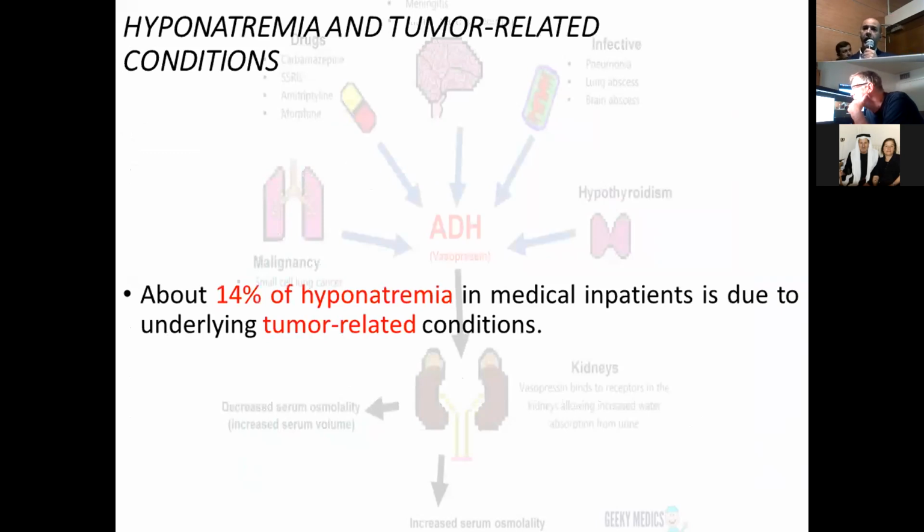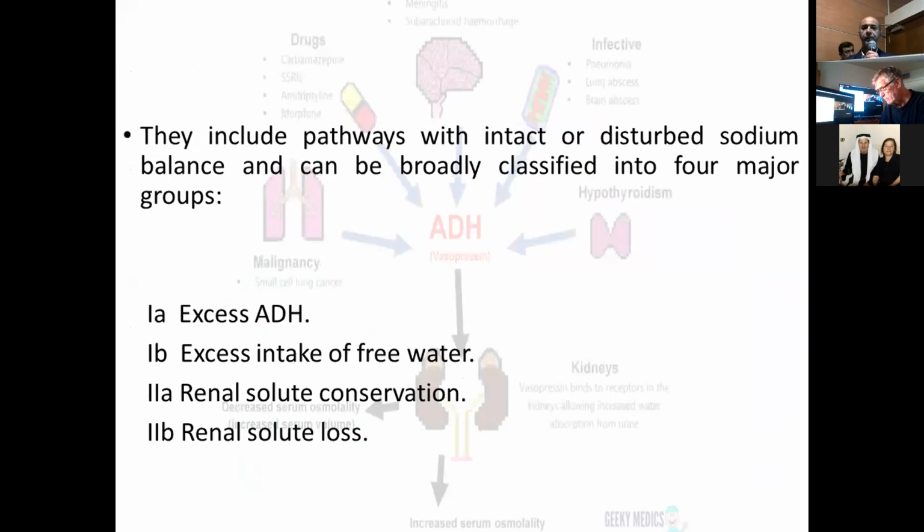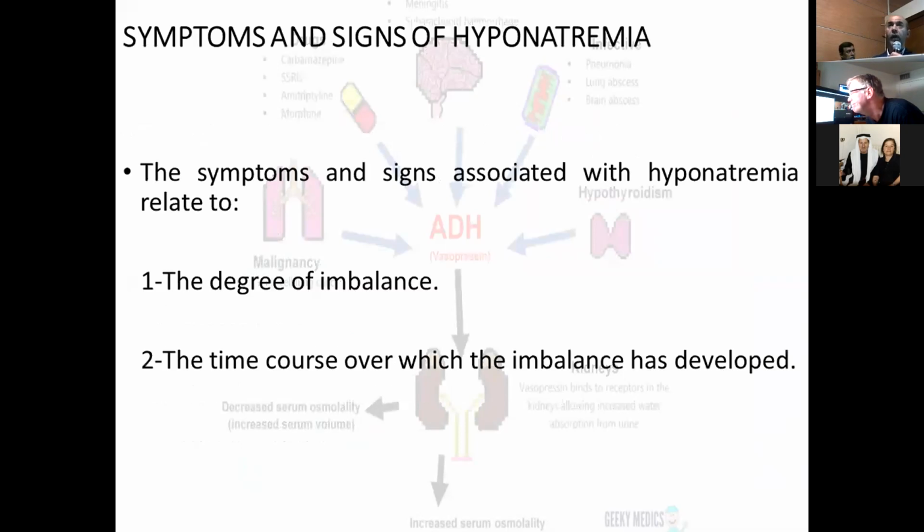So regarding our case, what about hyponatremia and tumor-related conditions? About 14% of hyponatremic patients in the inpatient population are due to underlying tumor-related conditions. The mechanism behind that has been divided into four major classes, 1A through 2B. First is the excess of ADH hormone, and then the excess intake of free water, renal solute conservation, and renal solute loss.